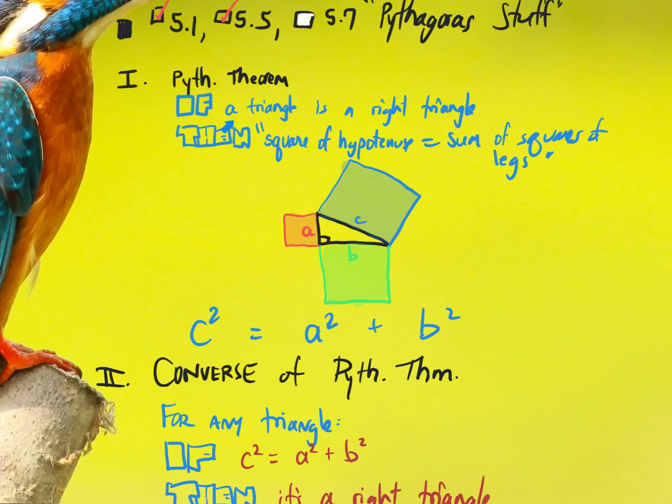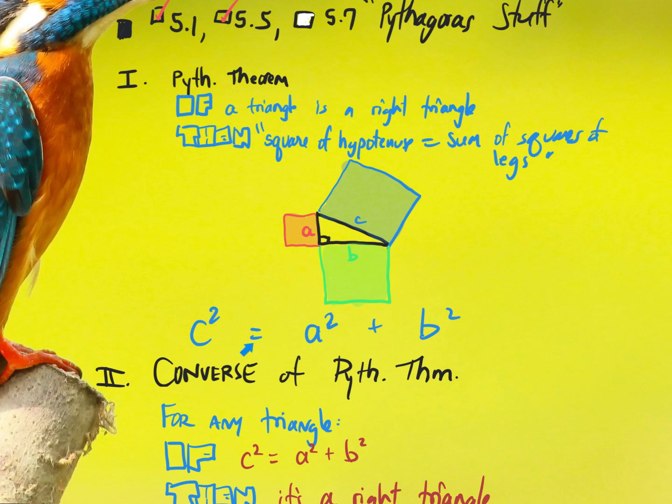It says if it's a right triangle, then the square of the hypotenuse equals the sum of the squares of the legs. You're used to seeing a squared plus b squared equals c squared. I'm turning it around a little bit. I'm going to say c squared is equal to a squared plus b squared. Now, conceptually, if it's a right triangle, then the hypotenuse's square will equal the sum of the squares of the legs. C squared will equal a squared plus b squared. So geometrically, that means c times c, which is the area of the blue square, will equal the sum of the areas of the green and the red square.